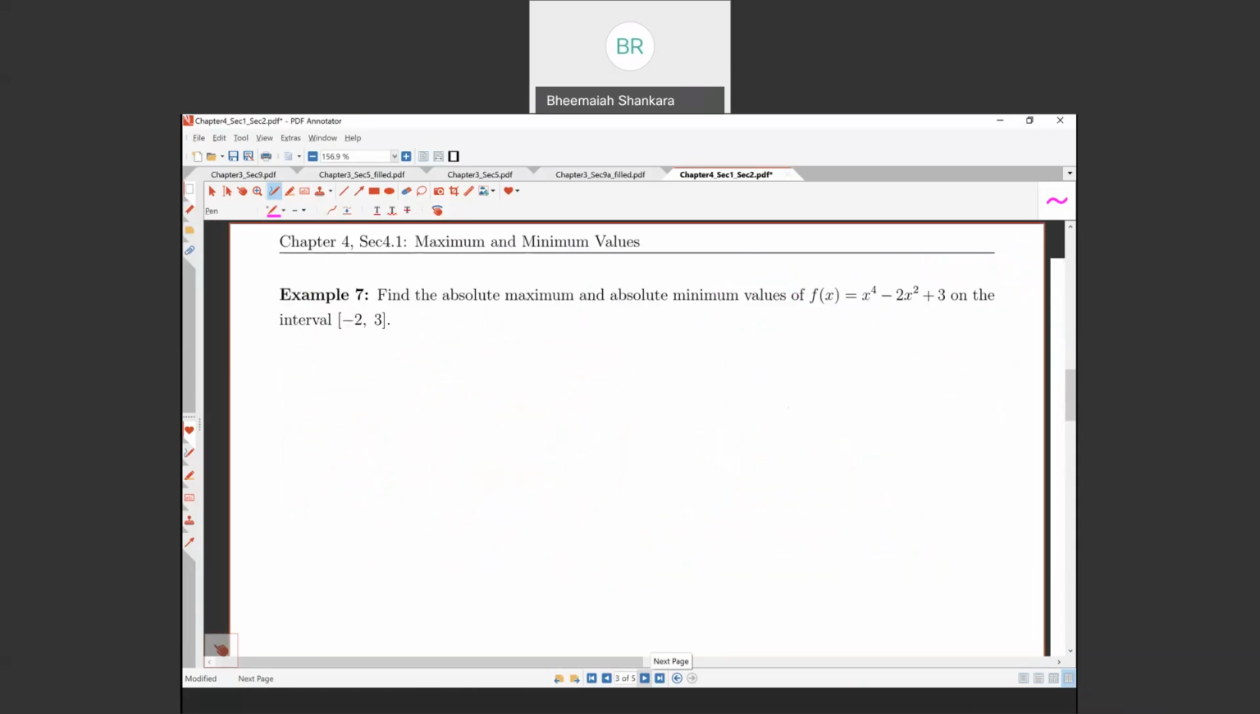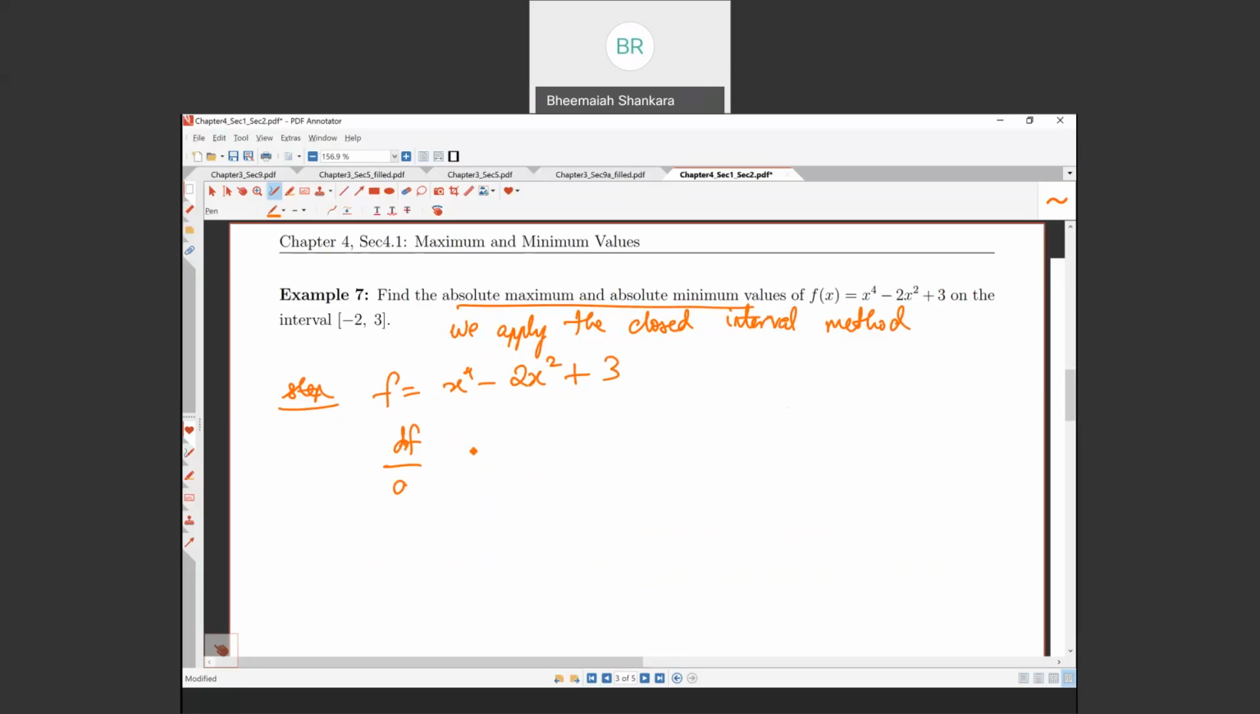The next example, you're asked to find the absolute max and the minimum values for the given function on the interval negative 2, 3. So we apply the closed interval method here. In step 1 of the method, we write down the given function x to the 4 negative 2x squared plus 3. Then we have the derivative of the function, which is 4x cubed negative 4x.